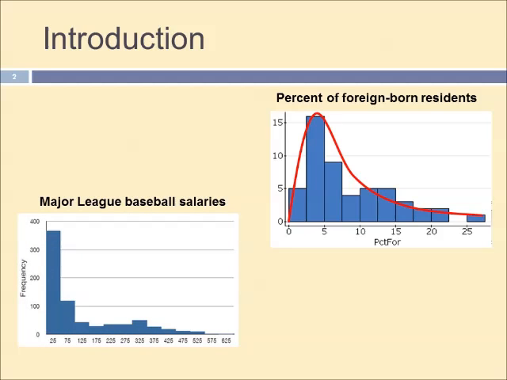Consider Major League Baseball salaries. Again, if we smooth out the histogram, we see that it's heavily skewed, much more so than the percent of foreign-born residents, and we get a rough idea of the shape of the distribution with the smooth curve.